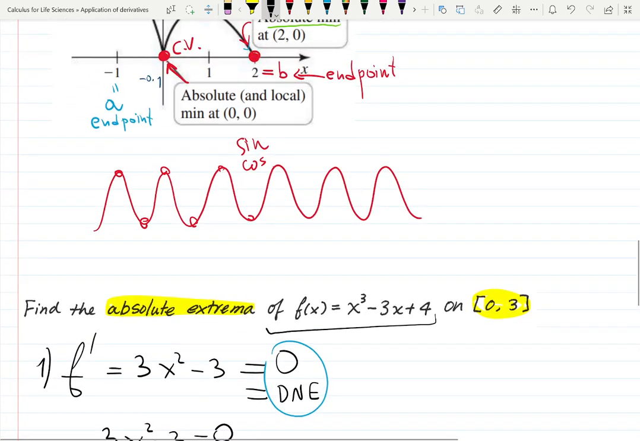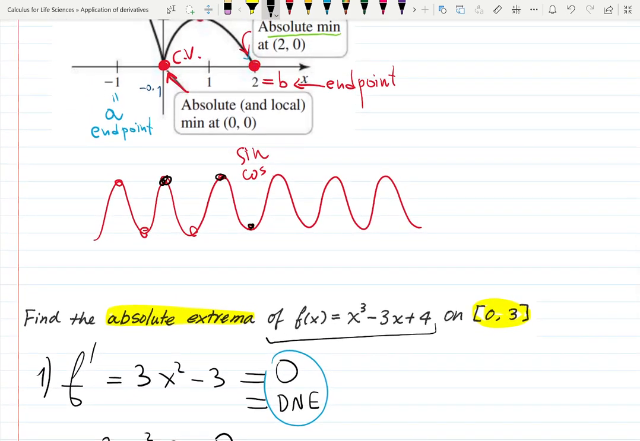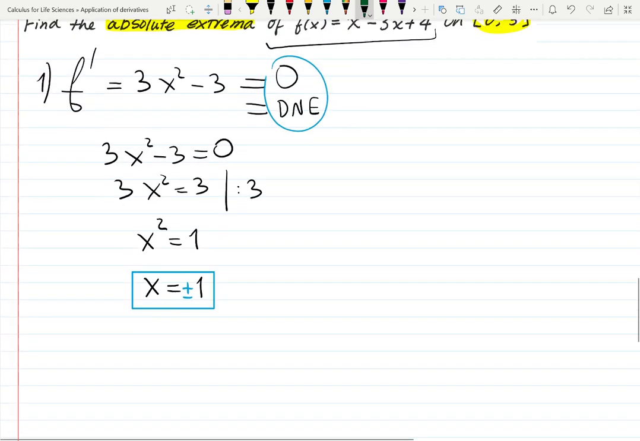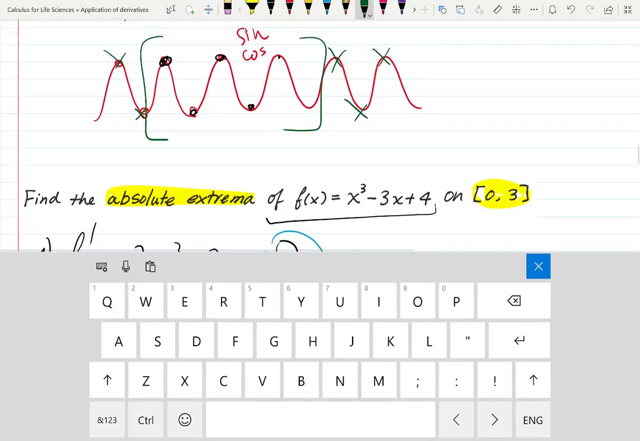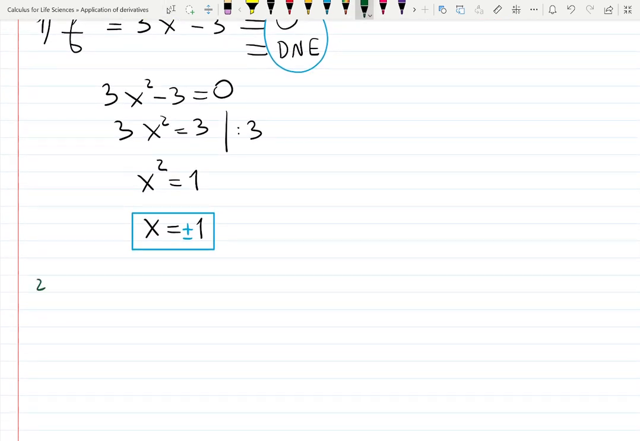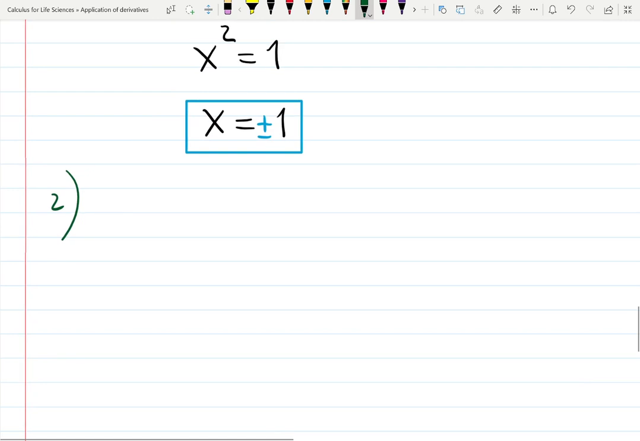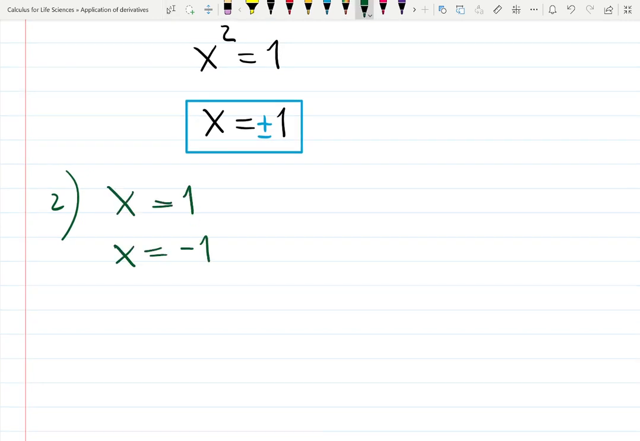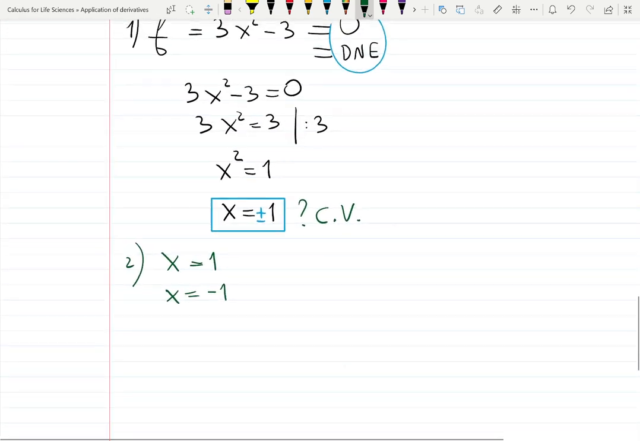The new step says, there may be infinitely many minimums and maximums, and maybe we're making a cut from here to here. You need to kick out the extras, if there are any. And we do have restriction from 0 to 3. So, step 2, get rid of the extras. X equals 1 and x equals minus 1. That's why I did not write them down. Are there critical values or not? Should we keep both or kick something out?